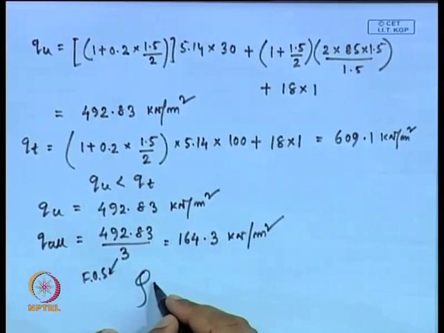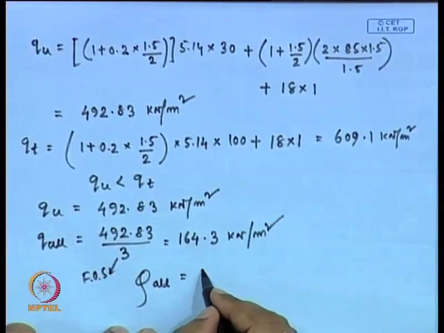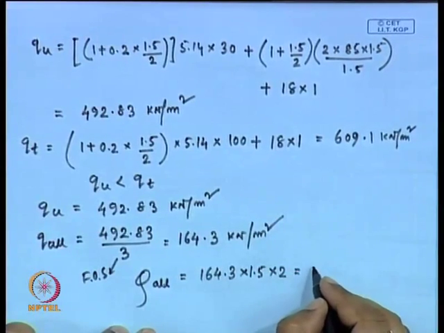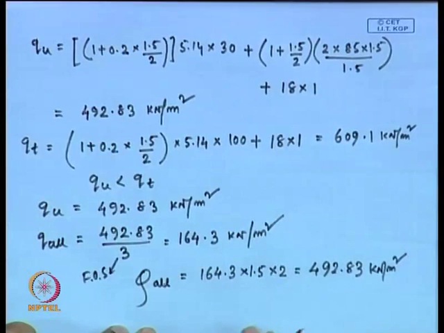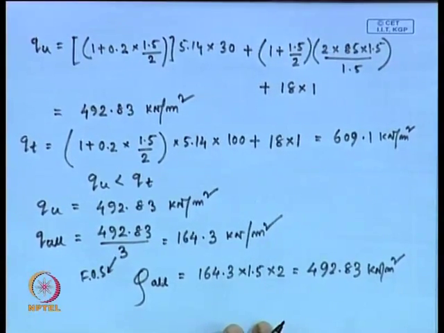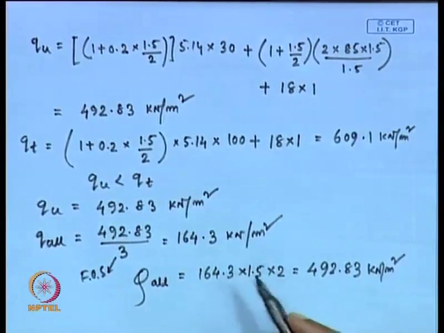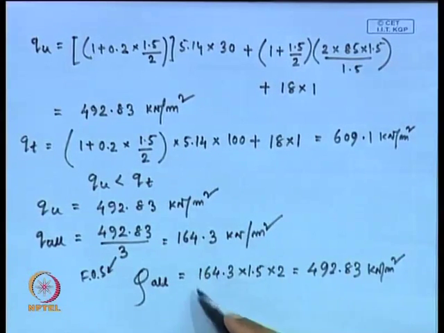So the allowable load carrying capacity for this total load will be 164.3 into 1.5 into 2, which is 492.83 kilonewton. So here we can calculate the bearing capacity of the foundation for the layered soil system. Similarly, for the other conditions also, if one layer is clay and one layer is sand, or if both layers are sand, in those cases also we can calculate the bearing capacity of the foundation in a similar process.